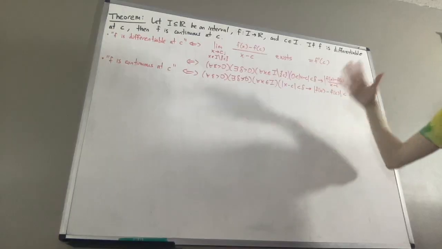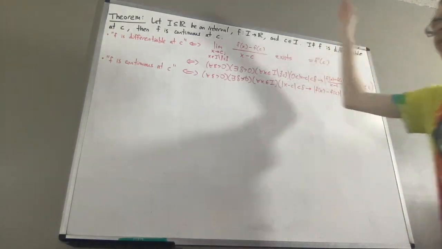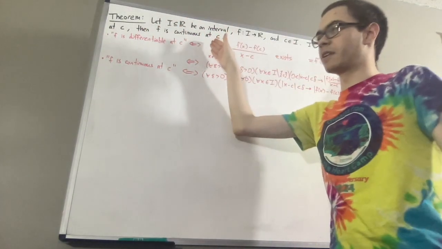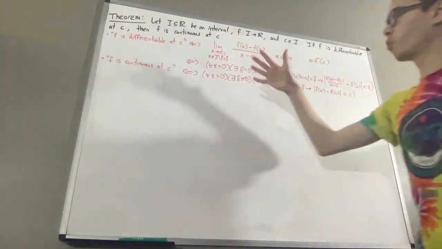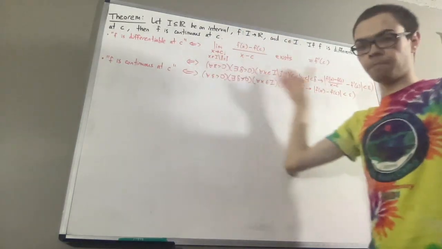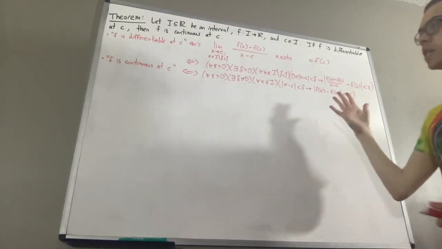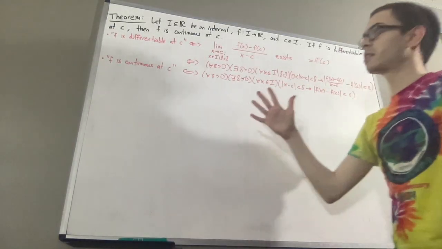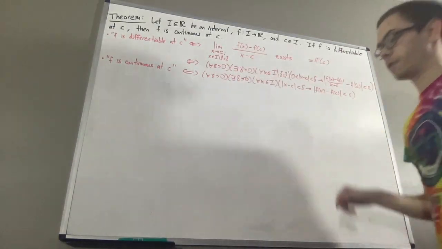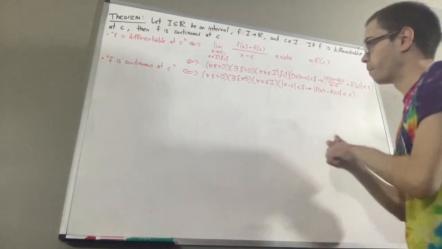So, we're going to prove if f is differentiable at c, then f is continuous at c. And the way we're going to do it is we're going to go directly from the definitions. Right? Another way you could prove it is you could prove it using properties of limits, but we're just going to do it directly from the definitions. So let's get into the proof.